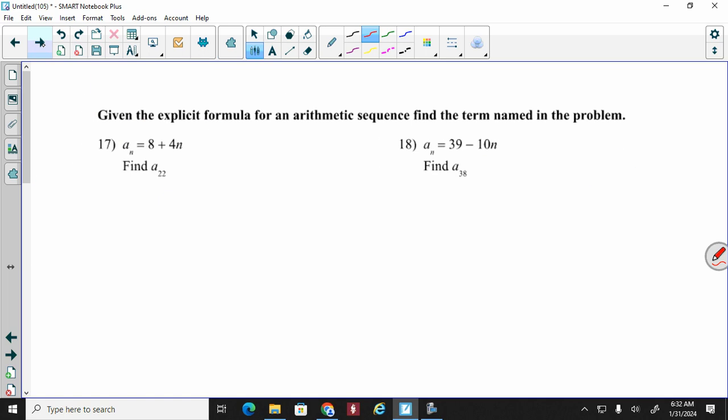All right, next page. It says find, given the explicit formula, same exact thing, except now we're just finding the 22nd term. So I'm just going to take 22 and plug it in there. I'll show you the work just so I can say that I'm thorough. When you plug in, your answer ends up being 96. Again, don't let the simplicity give you trouble here. And the answer for 18, I believe, is negative 341.